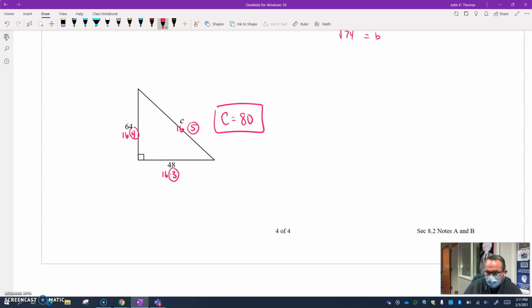All right. So again, we're just taking out that common factor, finding the missing side, whether it's by a triple or Pythagorean theorem, and then scaling it back up.